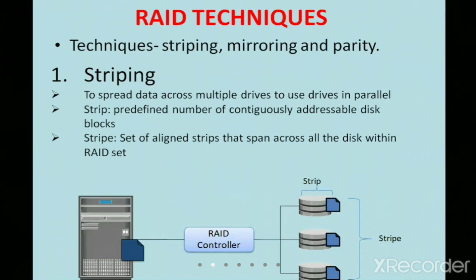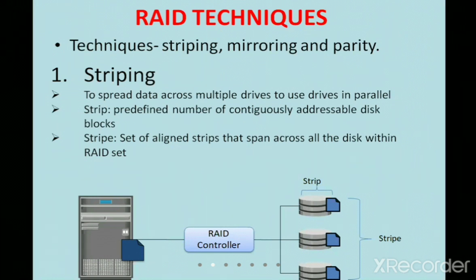So how do we copy the data? There are three techniques. The first one is striping, the second one is mirroring, and the third one is parity. What are these techniques? How is the data stored? The first one is striping. I think you might have heard the term strip whenever you visit medical shops, right? A strip, a leaf of tablets, is provided.